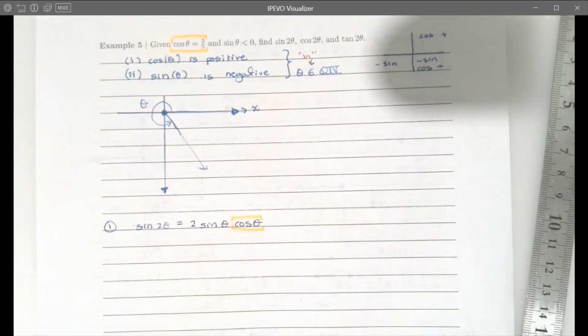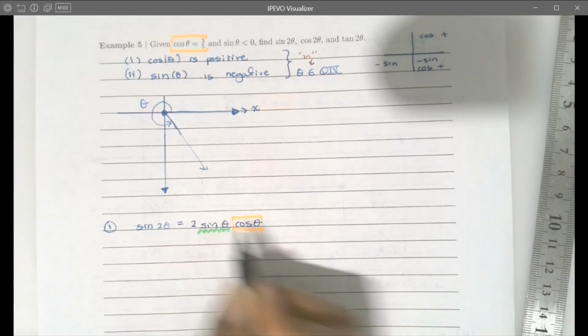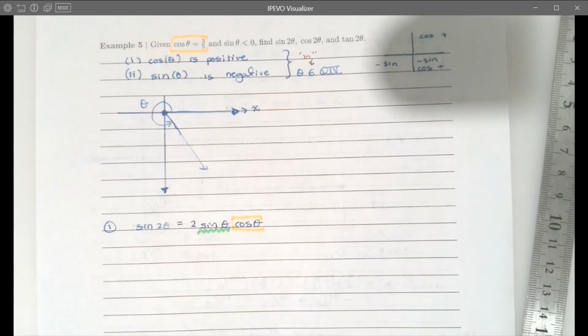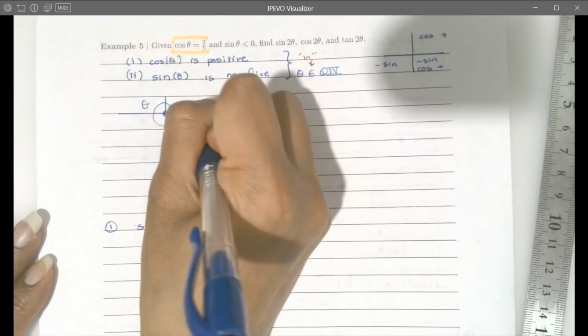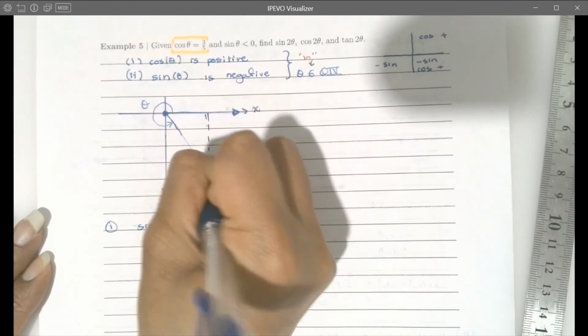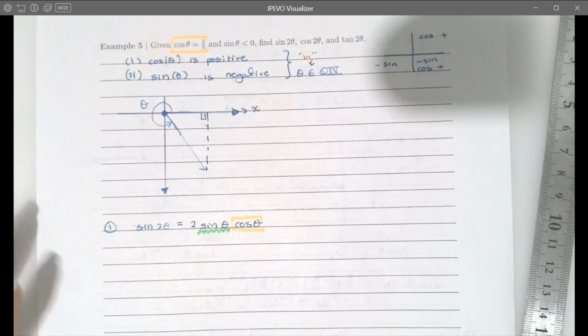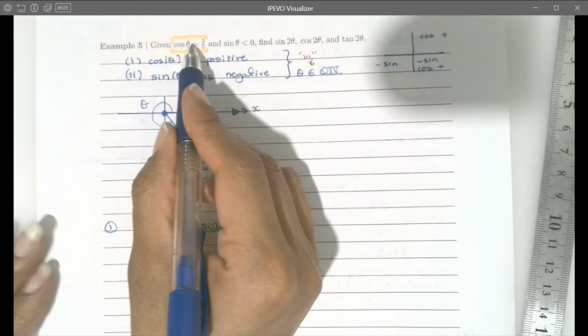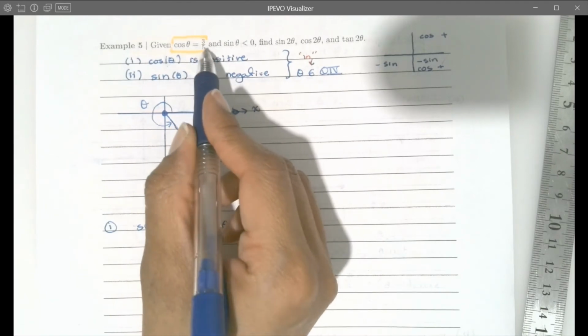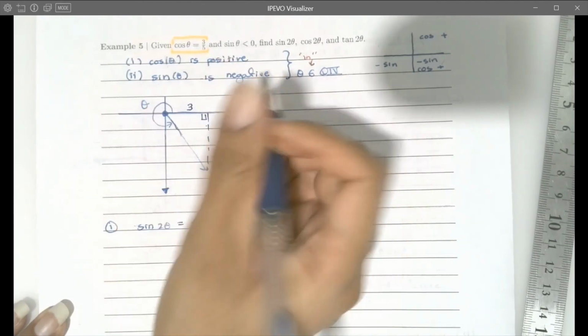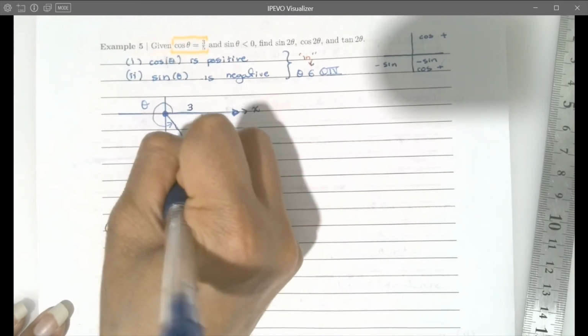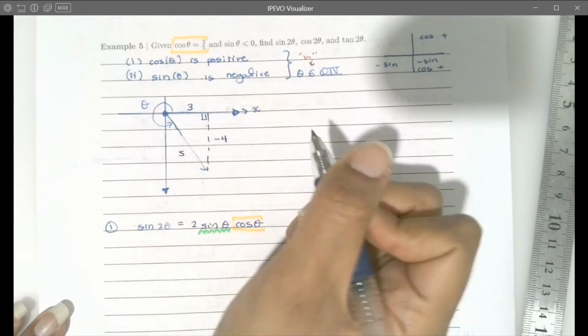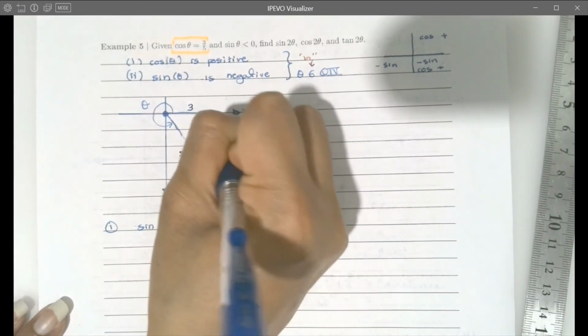So the only thing that we're missing in order to compute the sine of 2 theta would be the sine theta. But we are given the cosine theta is equal to 3 over 5, and we have this diagram. So we can just label the known sides to find the unknown and then find sine. So labeling the known sides, cosine theta means that we have adjacent over hypotenuse. So the adjacent side would be 3, the hypotenuse would be 5. And a little bit of Pythagorean theorem will let us know that this opposite side is going to be negative 4.